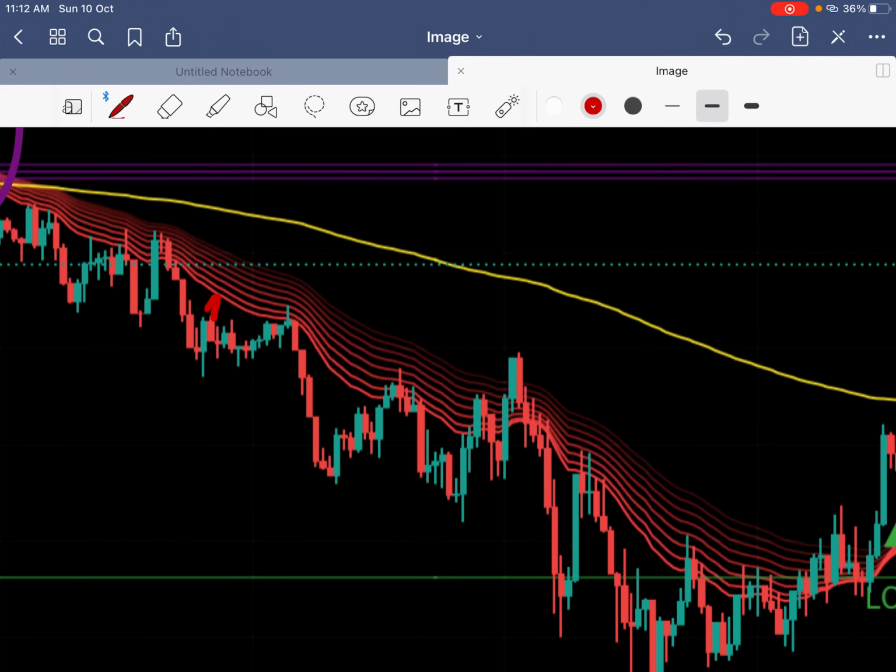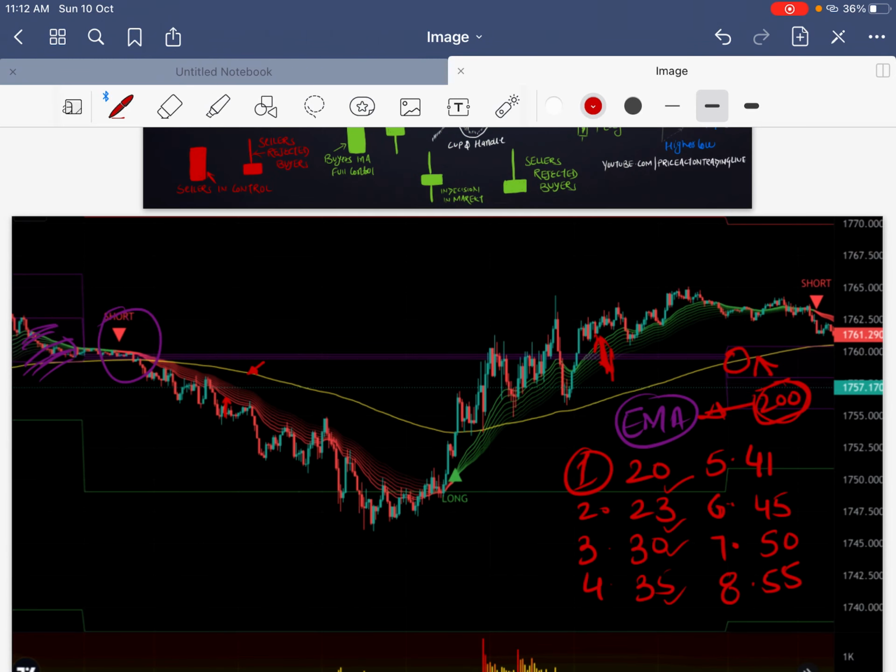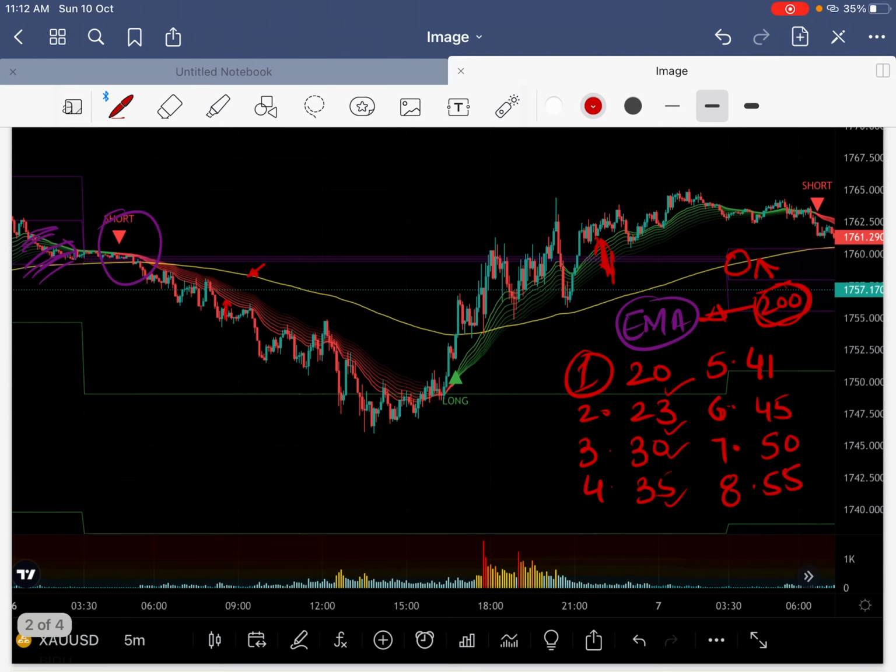This one is the shortest period moving average, and this one is the longest period moving average. So how am I taking entry by these moving averages? Basically this is a crossover strategy, and you must have heard about crossover strategies before. To take entries, you have to wait for a crossover of these moving averages.